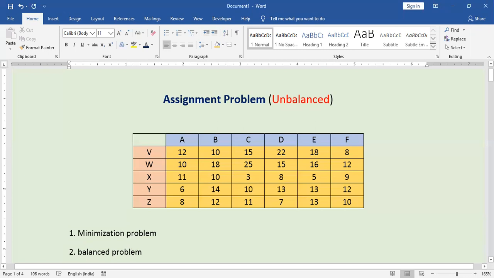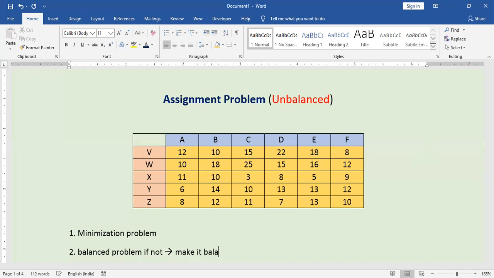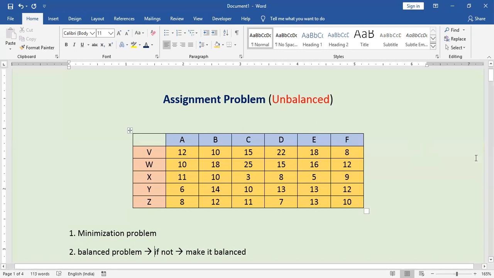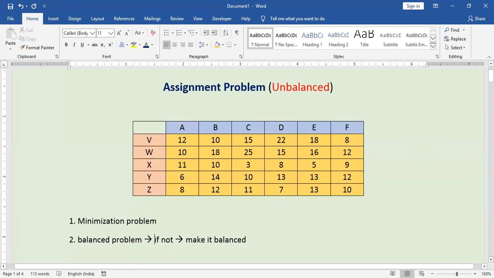But in this case, in the above case, what happened? Our problem is not balanced because we have five rows and six columns. So it is not balanced. So first of all, we will make it balanced. This is a requirement that our problem must be balanced. If it is not, then we have to make it balanced. How will we make it balanced? With the help of a dummy, we will make it balanced.